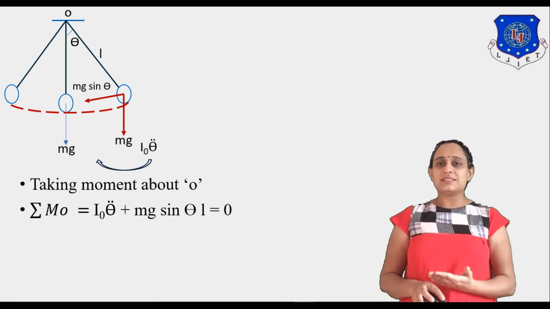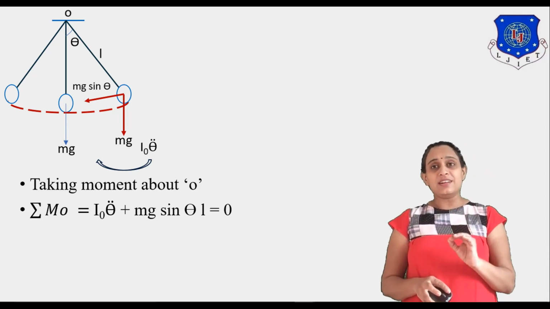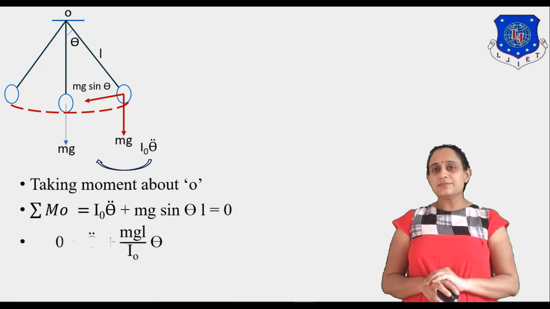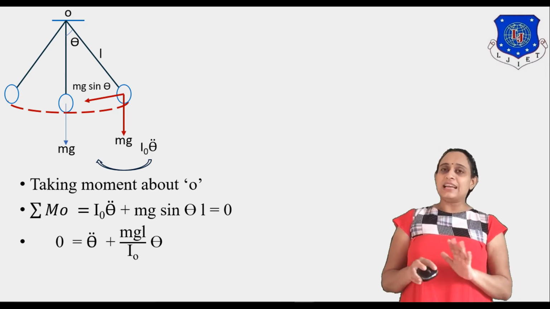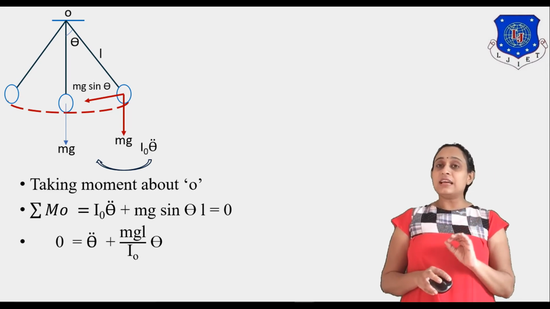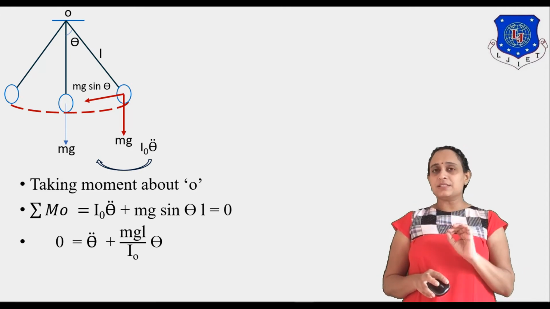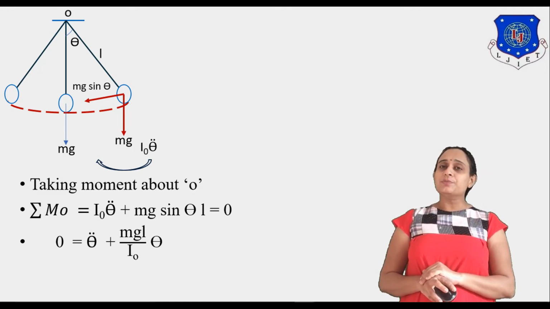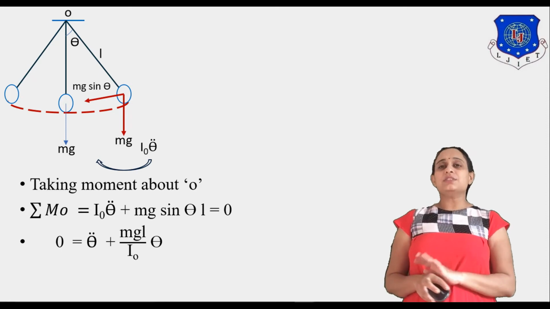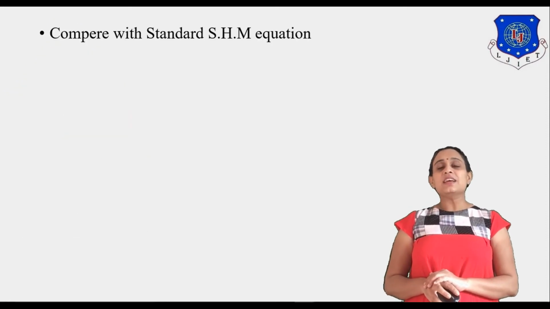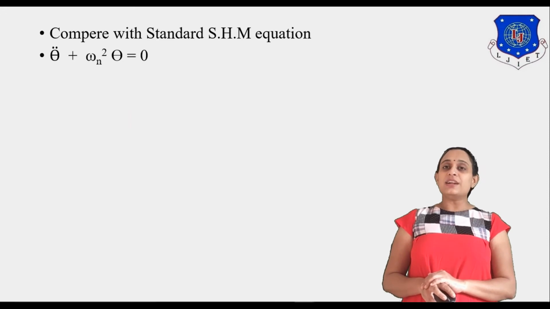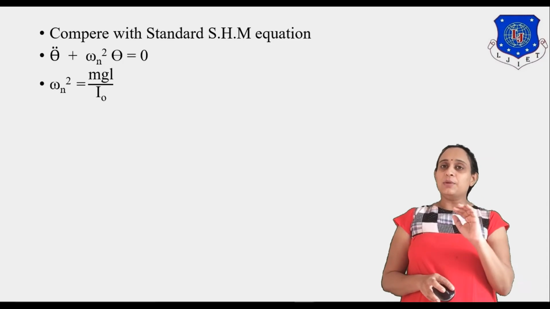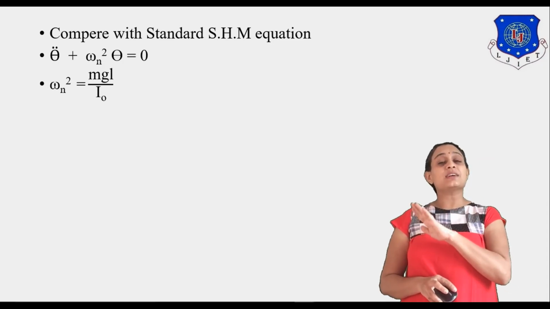Now, because it is vibration, the angle is very, very small. Hence, we can write theta instead of sin theta. And if we divide by I0, what we will get? 0 is equal to theta double dot plus (mgL upon I0) theta. Now, what is the I0 value? First of all, we have to compare this with the simple harmonic motion equation, which is theta double dot plus omega n square theta is equal to 0.